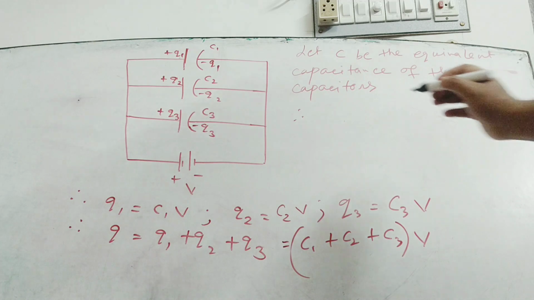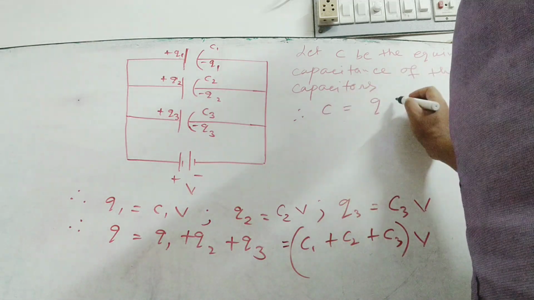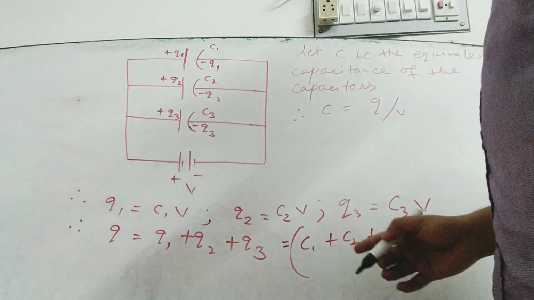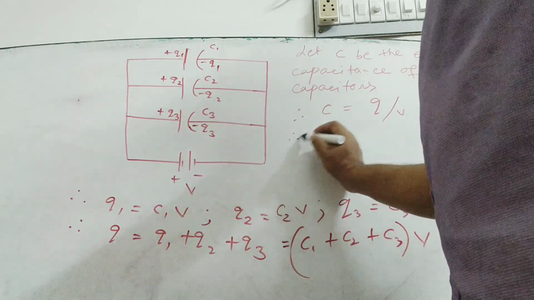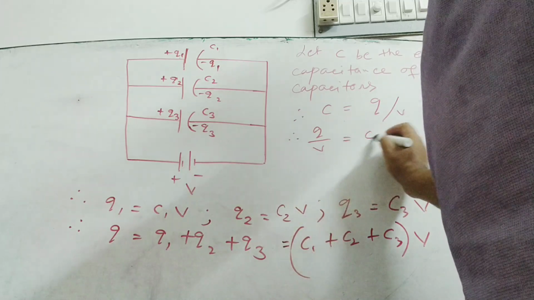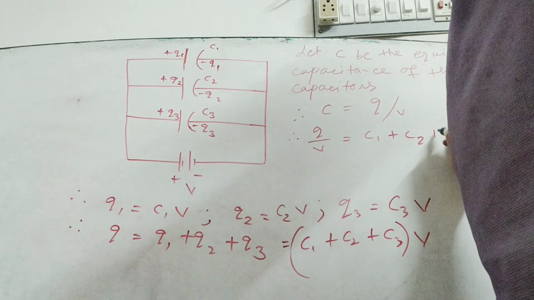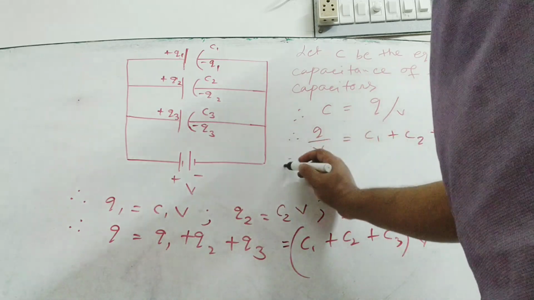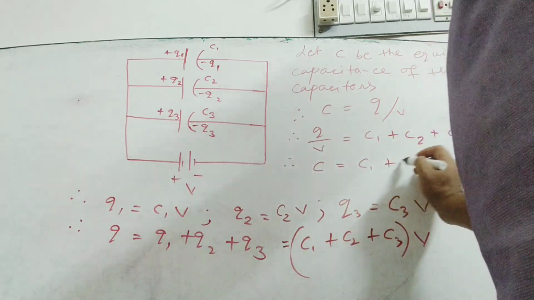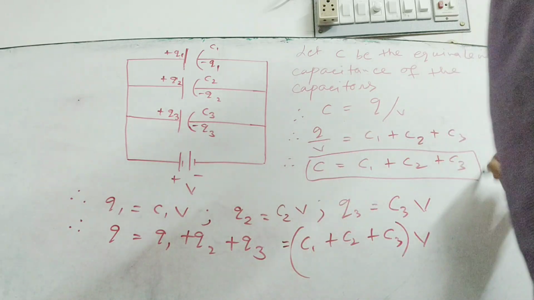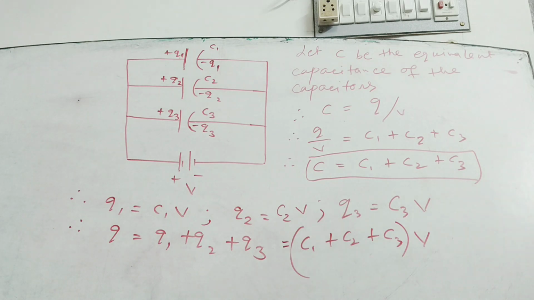Therefore, C is equal to Q by V. From the above relation, we get Q by V is equal to C1 plus C2 plus C3. Therefore, C is equal to C1 plus C2 plus C3. This is the expression of equivalent capacitance of the capacitors connected in parallel combination.